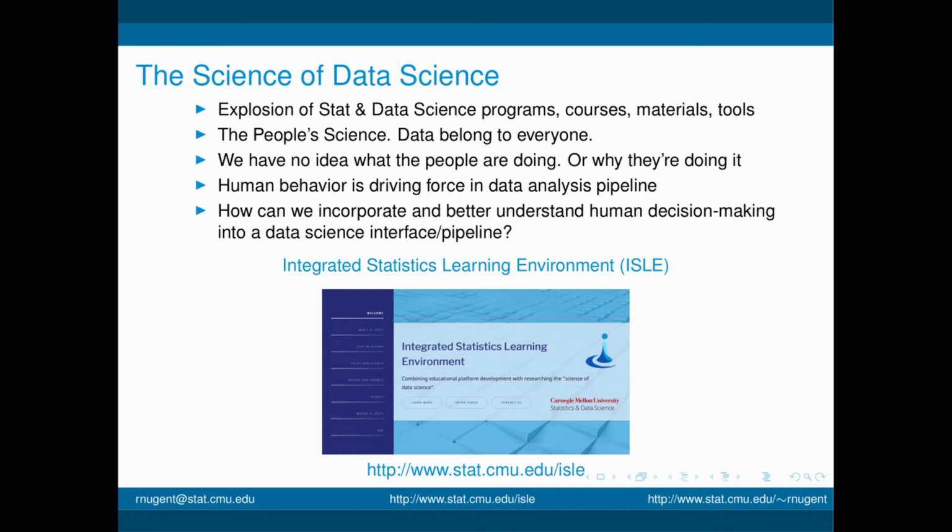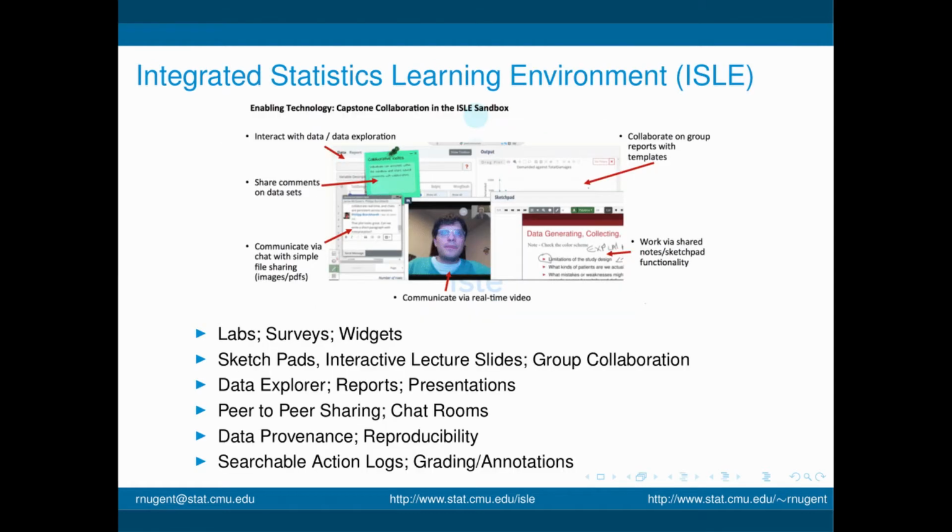Okay, so we have this explosion of stat and data science programs, and we have everyone thinking about data science. But they're all bringing different ideas and different decisions. We have no idea what they're choosing to do or why they're choosing to do it. While we're teaching data science, how can we incorporate the human decision making?